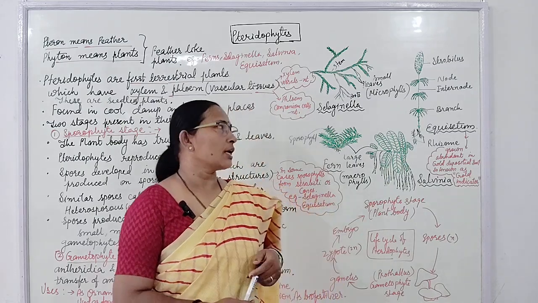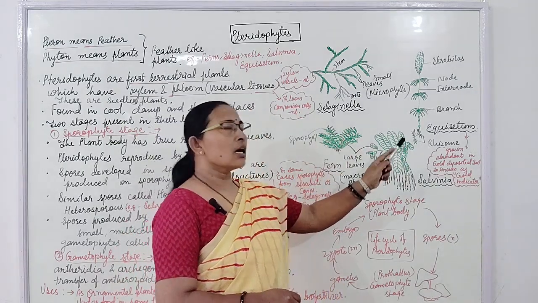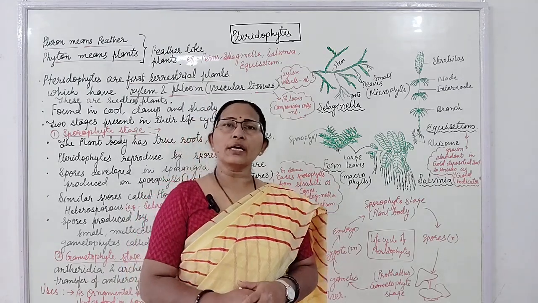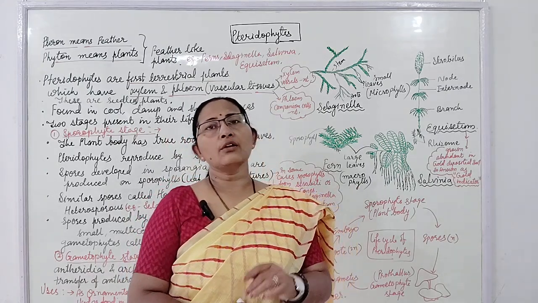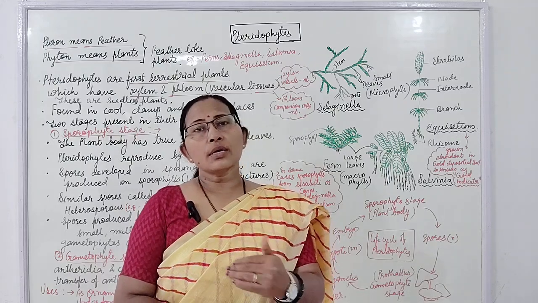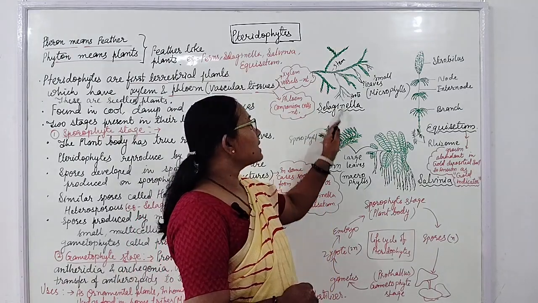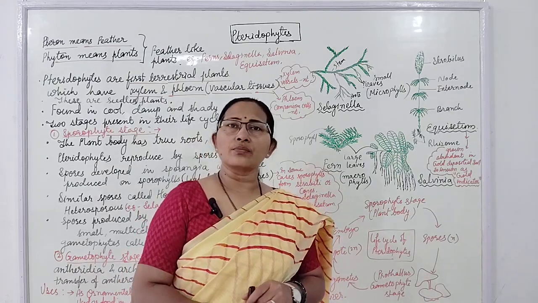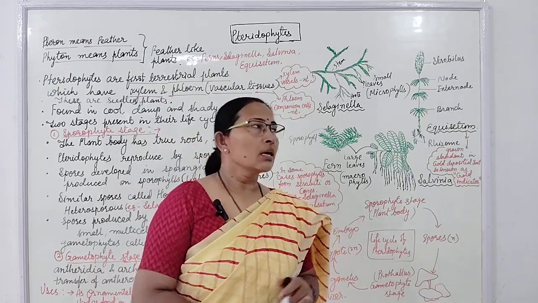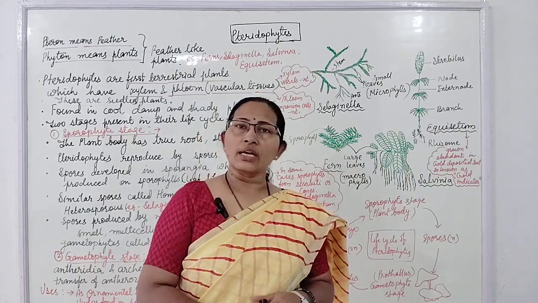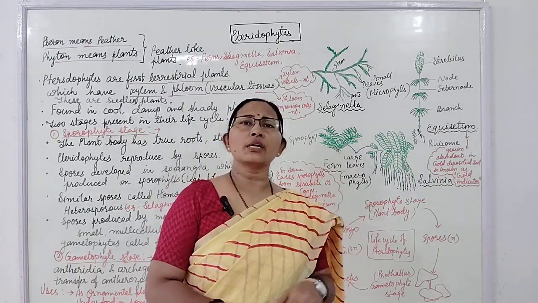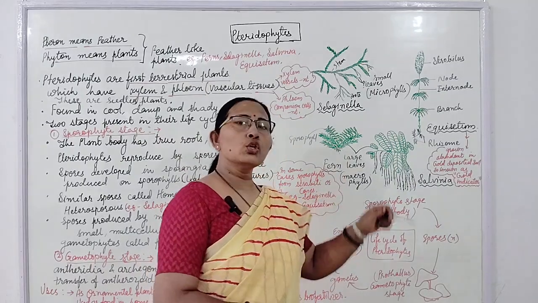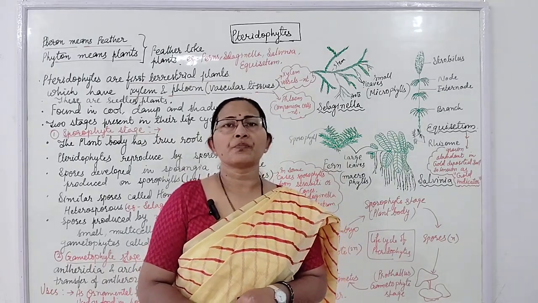Here are some examples of the pteridophytes: Selaginella, Equisetum, Salvinia and fern. In the pteridophytes, horsetails and ferns come. In horsetail, Equisetum is the example. It looks like the tail of a horse, that's why it is called horsetail. And ferns are most abundant in forest areas. Ferns are used as ornamental plants.